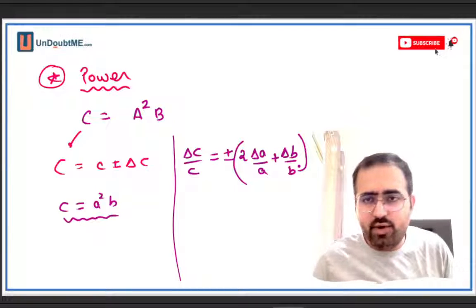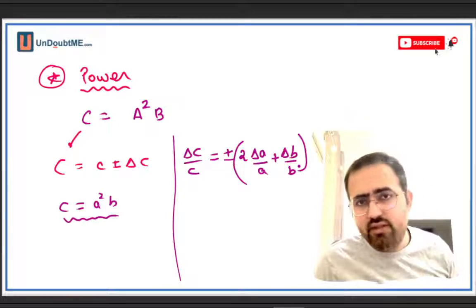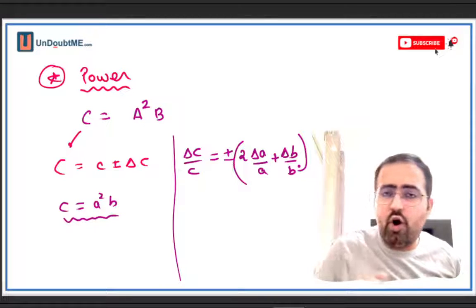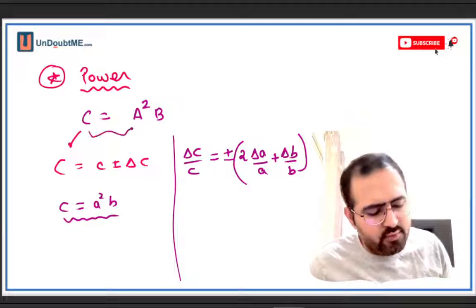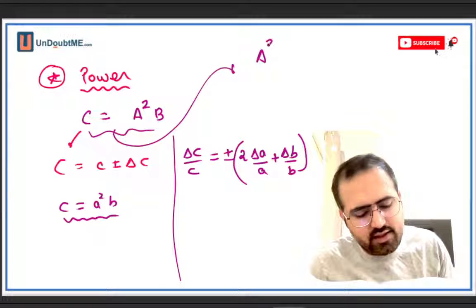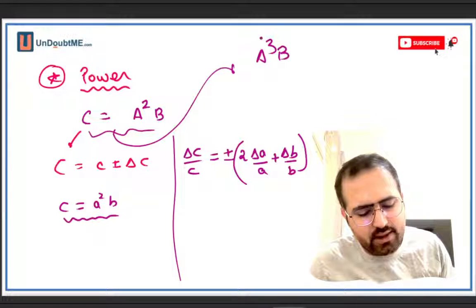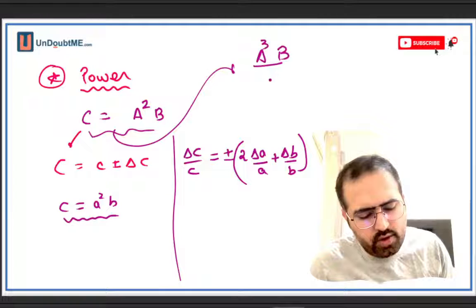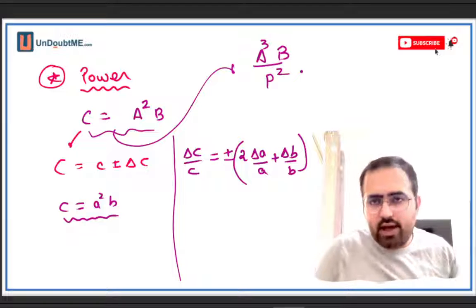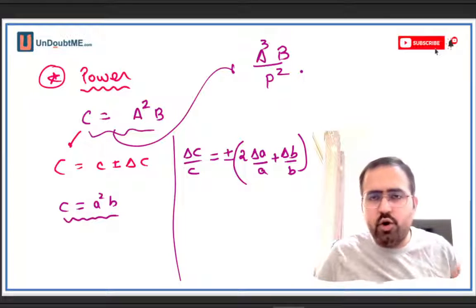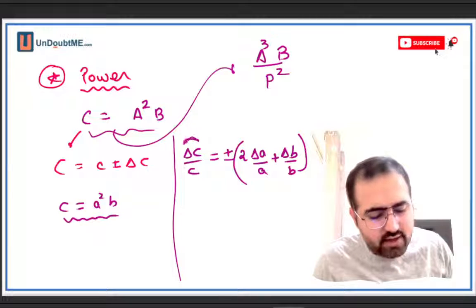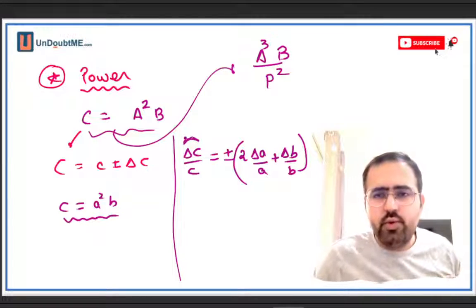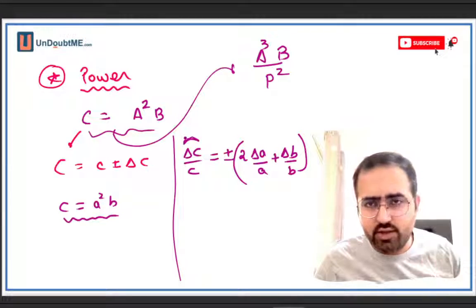Okay, so just try to understand the concept. The concept is the same whether it is power or division or multiplication. In case of power, we can get questions like this also. Let's say I have A cube B over, let's say, P square. If I have these three quantities, then automatically I will write all of their powers when I am dealing with the delta C value. Okay, so try doing some more examples based on this concept.